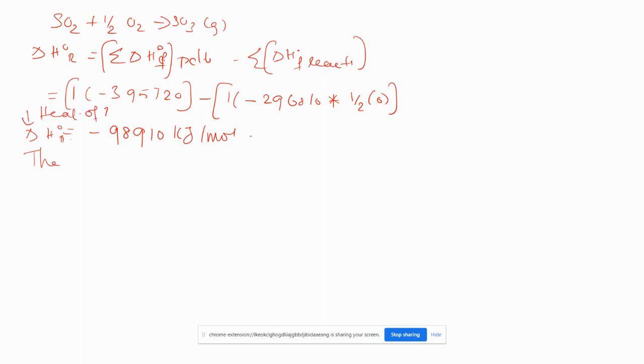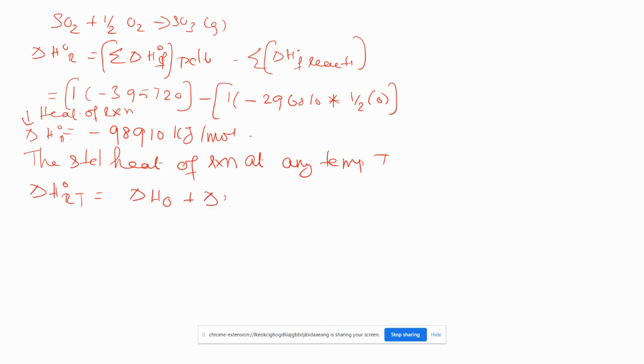Okay, heat of reaction we have found. The standard heat of reaction. Next, we have to find the standard heat of reaction at any temperature T. We have to derive an expression: del H0 at T is equal to del H0 plus del A T plus del B by 2 into T square plus del C by 3 into T cube plus del D by 4 into T power 4. If it is 5, we will get del E by 5 into T power 5.